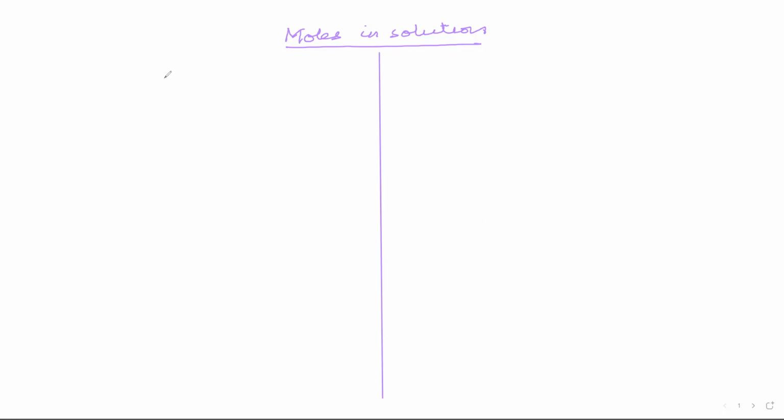Today I'm here to teach you another concept of moles, and that is moles in solution. First of all, we need to understand what a solution is. A solution is basically a mixture made up of a solute and a solvent. So what is a solute? A solute is something which is dissolved in a solvent. And what is a solvent? A solvent is something which dissolves the solute.